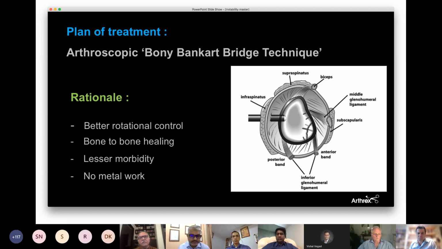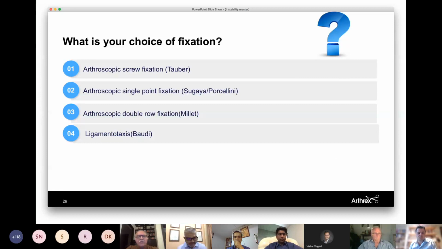Anyways, my plan of treatment was the arthroscopic bony Bankart bridge technique described by Peter Millett, and the rationale was straightforward. Because it's a two-point fixation, you have better rotational control, you are preserving bone, so you want that healing to be complete. Because of an arthroscopic procedure, the morbidity was less, and we're not putting in any metal work. God forbid, we know that they can go on to develop arthrosis. And if any additional procedure is required, probably 15, 20 years down the line, at least there is no headache of metal work. So that was what the rationale was all about.